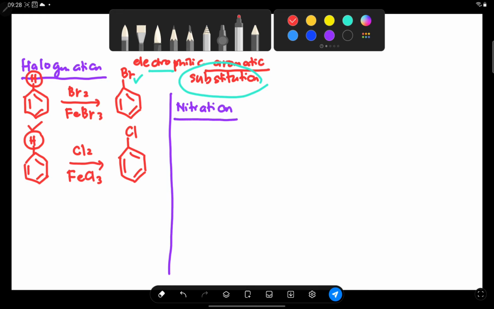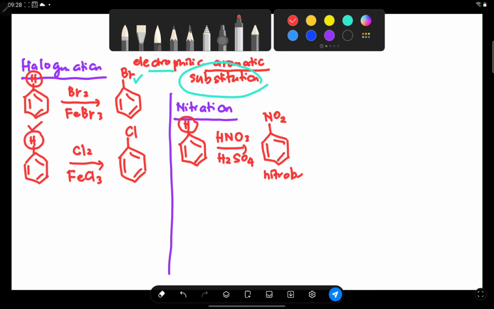So for nitration, you have here a benzene ring with hydrogen, reacting with HNO3, which we call nitric acid, in the presence of sulfuric acid. What happened here is this hydrogen will be substituted with a nitro group. So it will become nitrobenzene. So this reaction is called nitration. Okay.